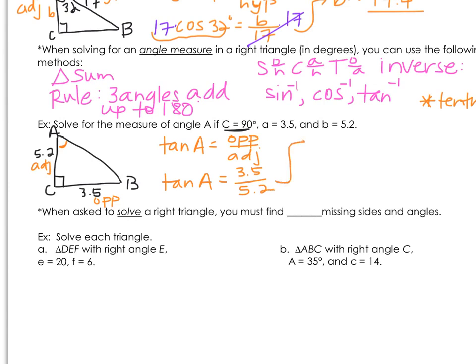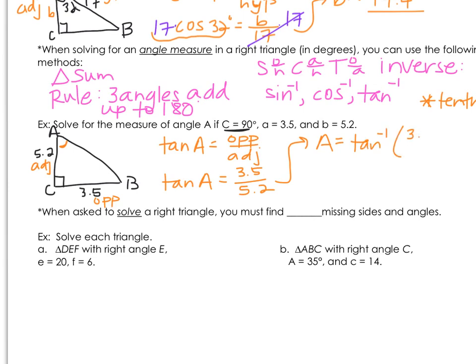Now, here's the tricky part. When we take the inverse, what happens on the left is A is by itself. Notice I'm not dividing by the TAN. It's not TAN times A. It's just tangent angle A. To get A by itself, I move tangent to the right-hand side by doing that inverse function.